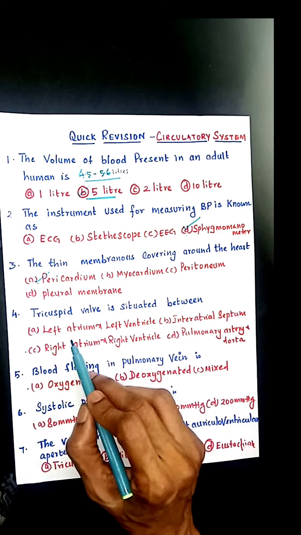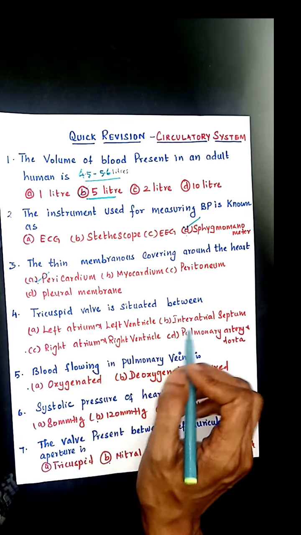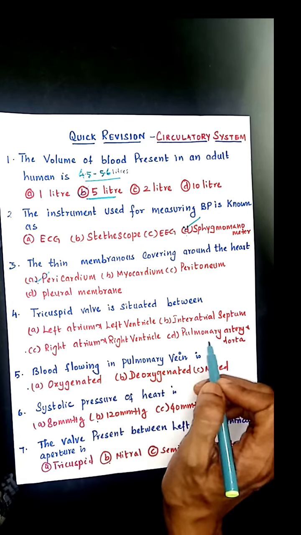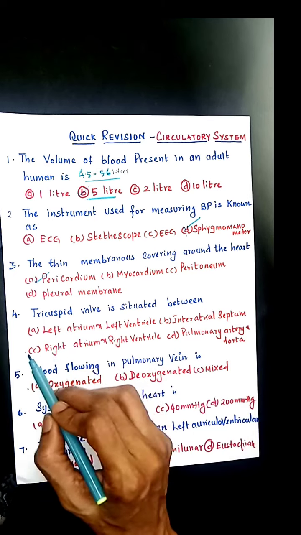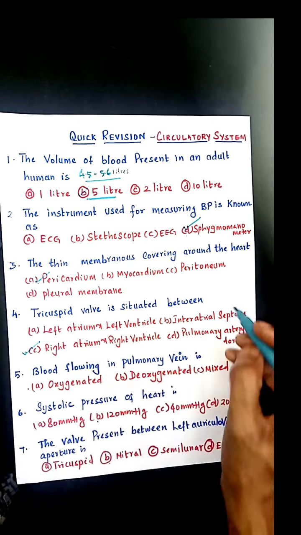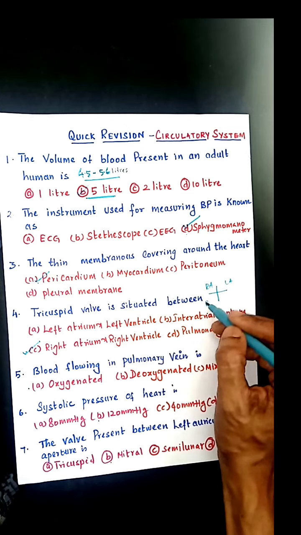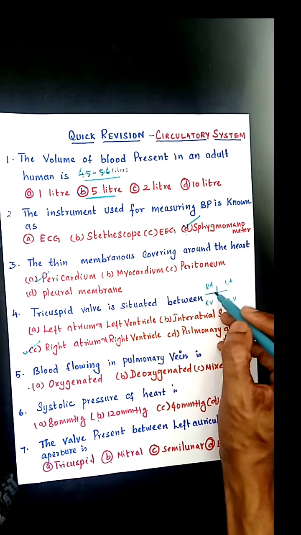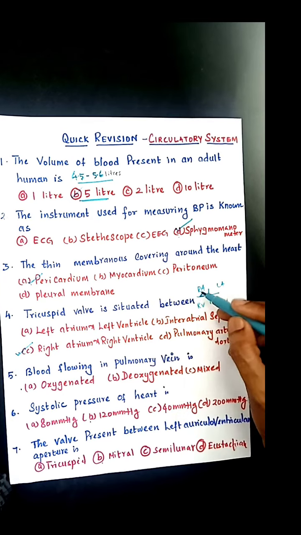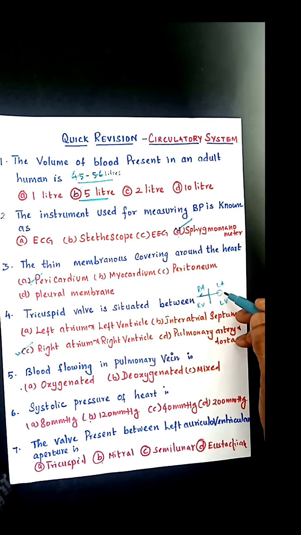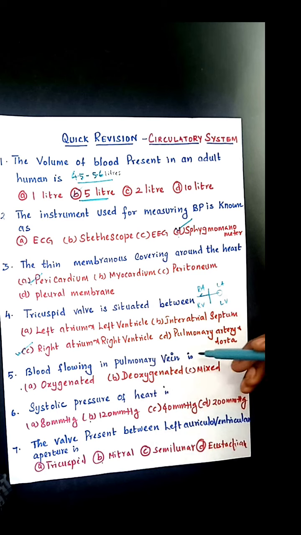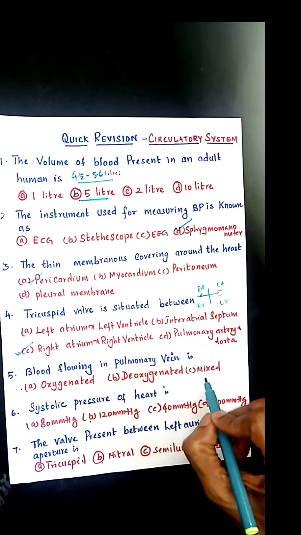Tricuspid valve is situated between: left atrium and left ventricle, interatrial septum, right atrium and right ventricle, or pulmonary artery and aorta. Tricuspid is present between right atrium and right ventricle. On the right side you have the tricuspid valve, and on the left side you have the bicuspid or mitral valve.